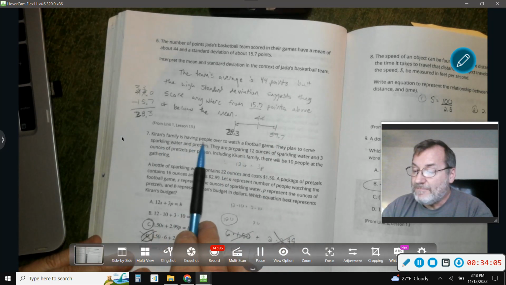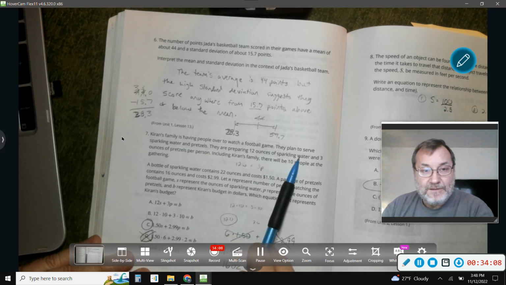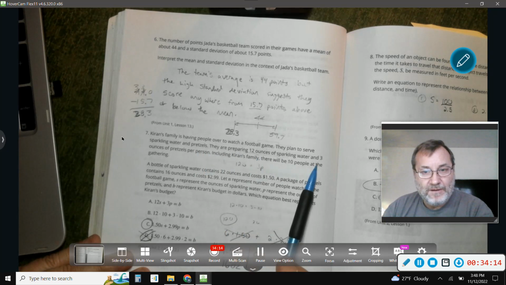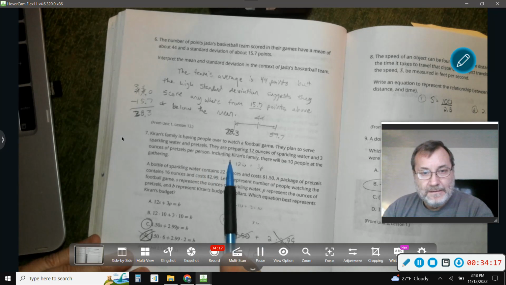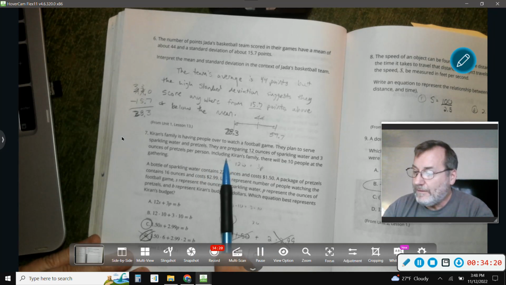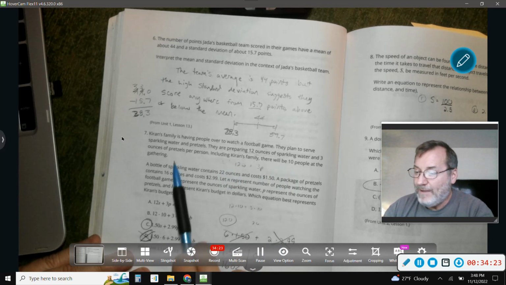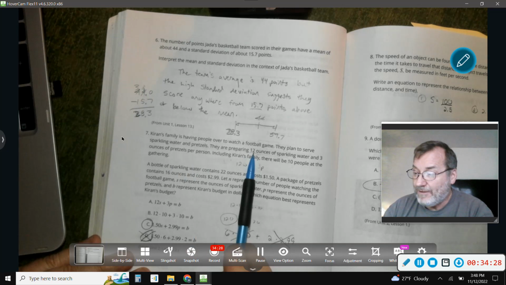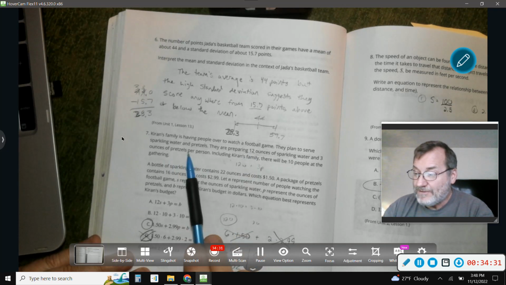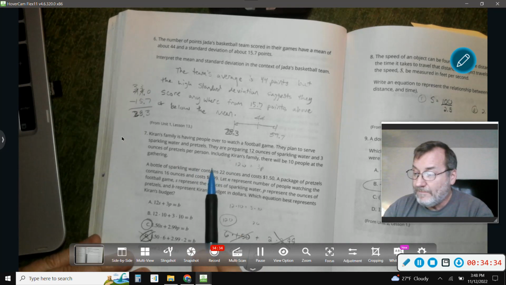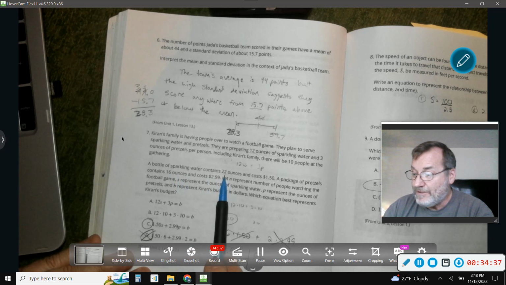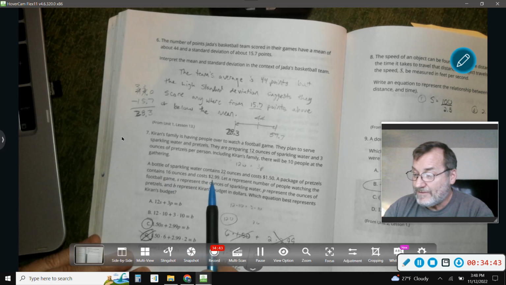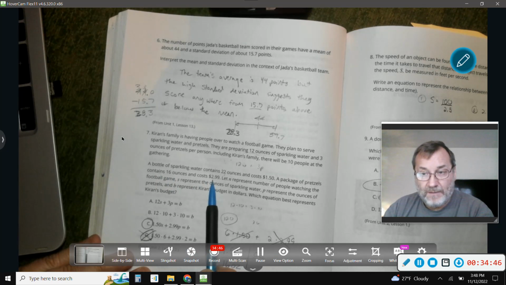Kieran's family was having people over to watch a football game. They planned to serve sparkling water and pretzels. Wow, how festive. They are preparing 12 ounces of sparkling water and 3 ounces of pretzels per person, and these people are eating like birds. Including Kieran's family, there will be 10 people at the gathering. So 10 people altogether, with 12 ounces of sparkling water per person and 3 ounces of pretzels per person. A bottle of sparkling water contains 22 ounces and costs $1.50. A package of pretzels has 16 ounces and costs $2.99. Holy cow, they got a lot of information in here.